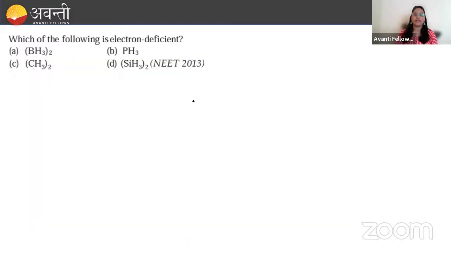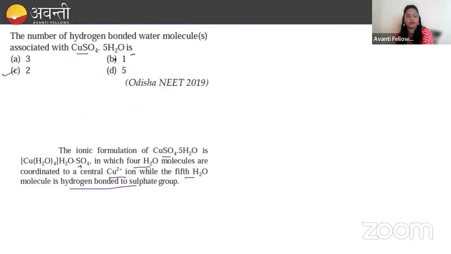Next, which of the following is electron deficient? So this is very, very easy. What is the meaning of electron deficient species? Here the answer will be 1. Okay, the answer will be 1 here, not 2. Sorry, I have written 1 here. While the 5th H2O molecule is hydrogen bonded to sulfate group, so here the answer is 1, not 2.